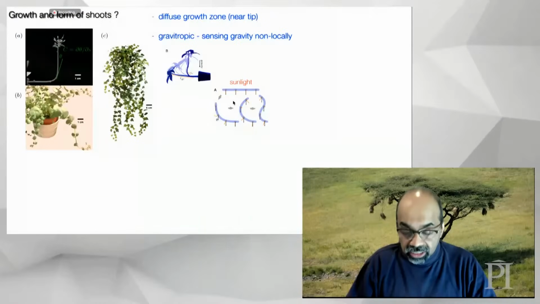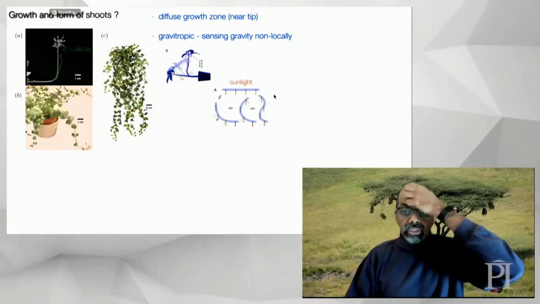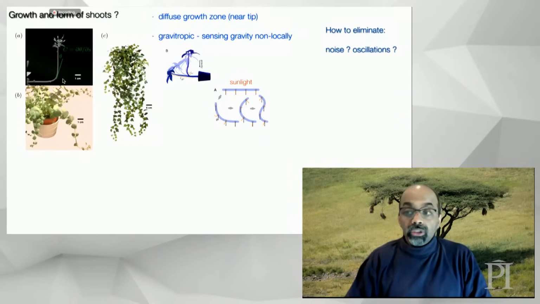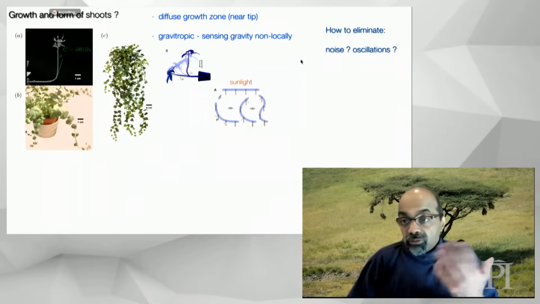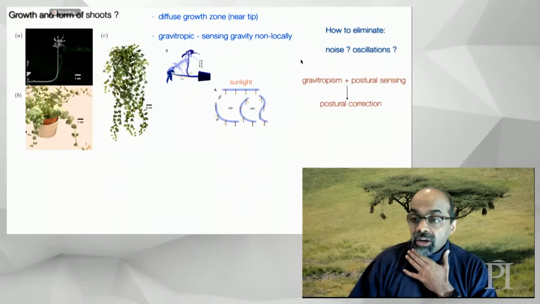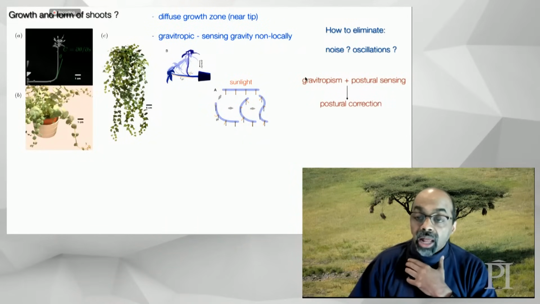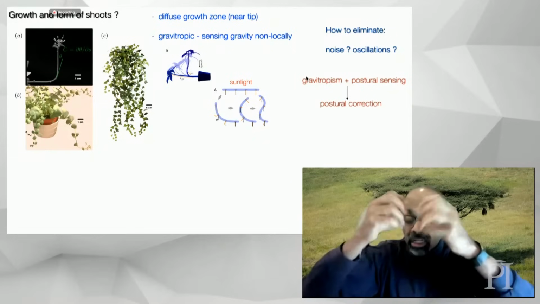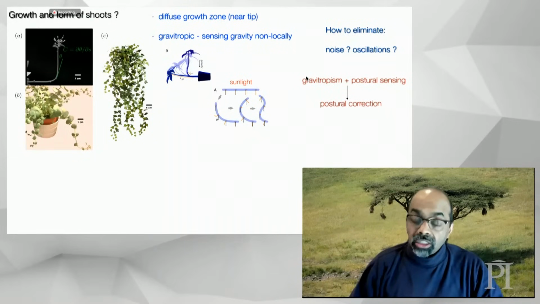It should have been sunlight. It's gravity. It's pointing downwards. But as I said, that would give rise to oscillations, and you don't see oscillations at all. And it would also be extremely susceptible to noise. So what happens instead? A few years ago, researchers discovered that you don't only have gravitropism, plants also have a measure of their own posture. So they like to be as straight as possible. And it's the same mechanism associated with amyloplasts, which we now believe is responsible for that.